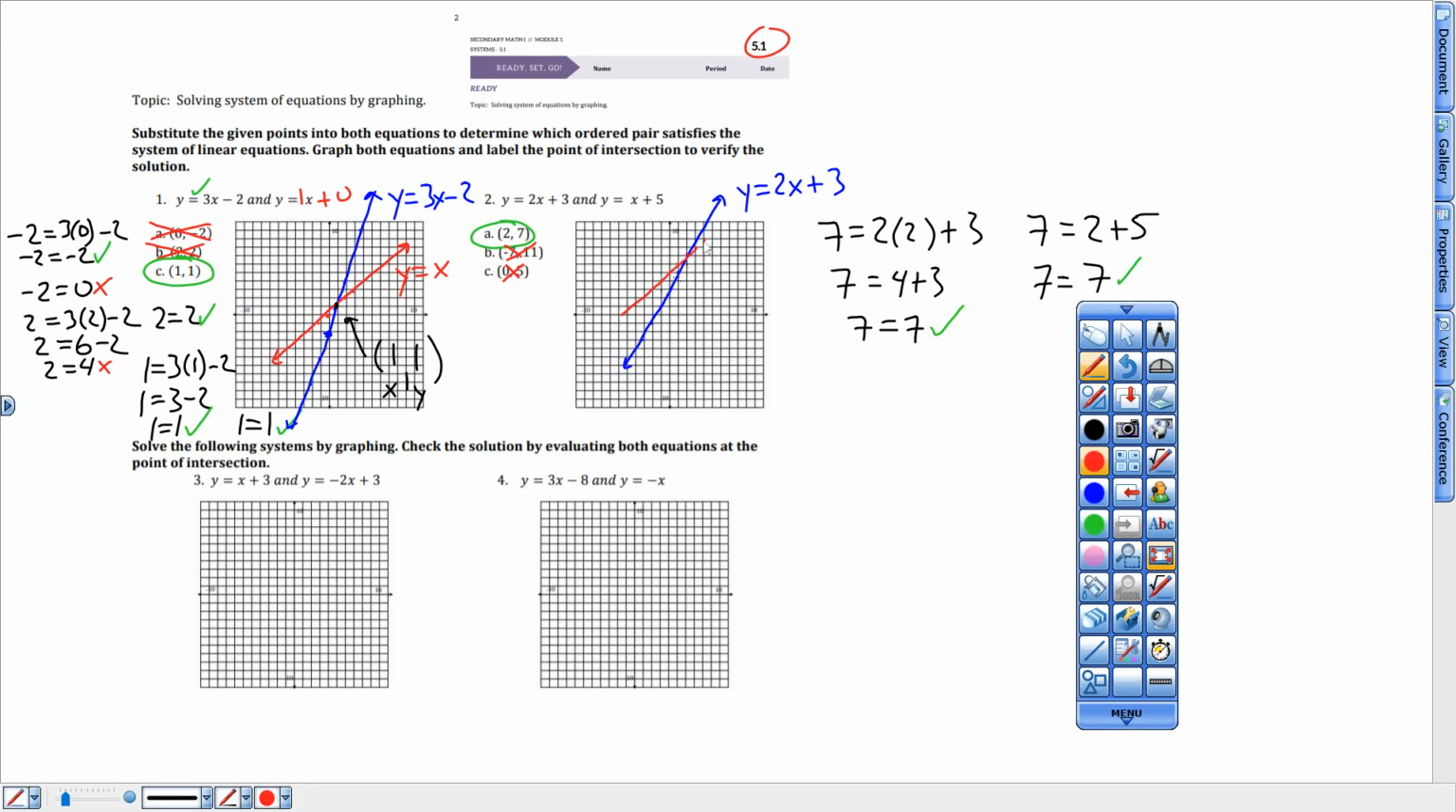If I draw a line through that one, which is y equals x plus 5, I see that where those two lines are coming together is at the coordinate 2, 7. And that math already supported that. That point satisfied both equations.